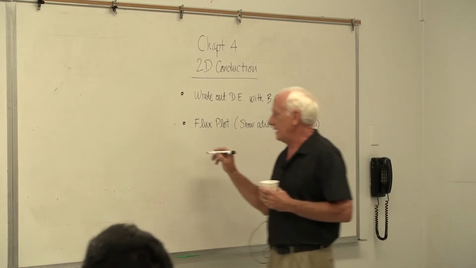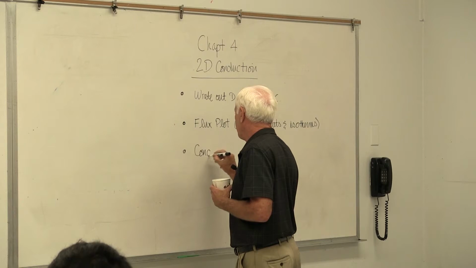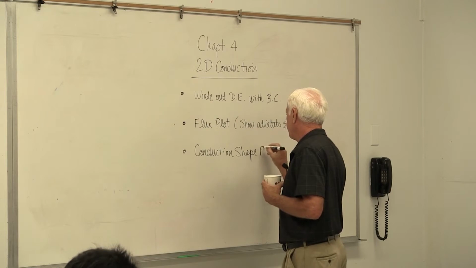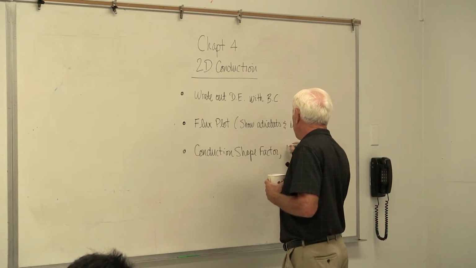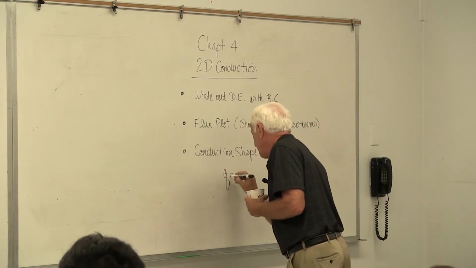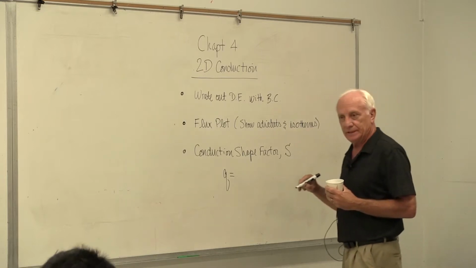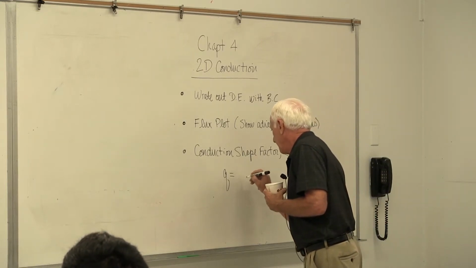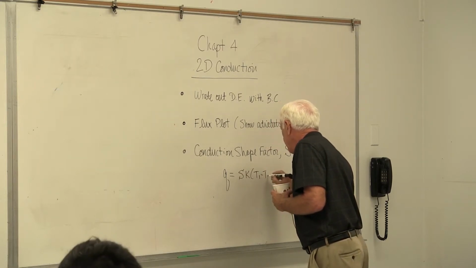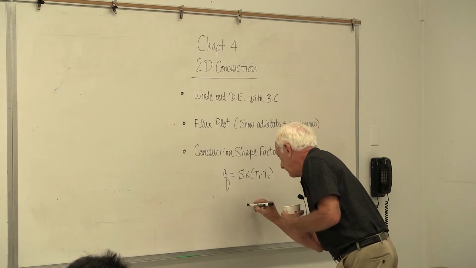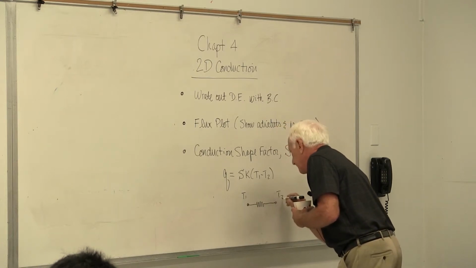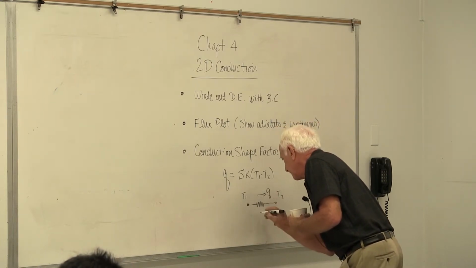And then we had the conduction shape factor. That was capital S, and the Q, the heat transfer between 2 surfaces in 2D heat transfer, was S k (T1 minus T2). If you want to express that in the form of a resistance, this is T1, this is T2, this is Q, this is 1 over S k.